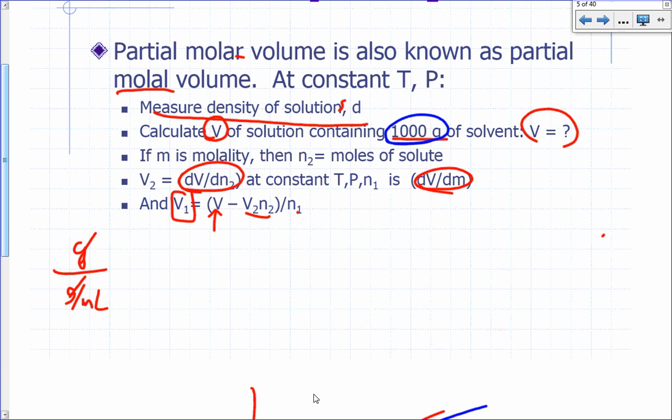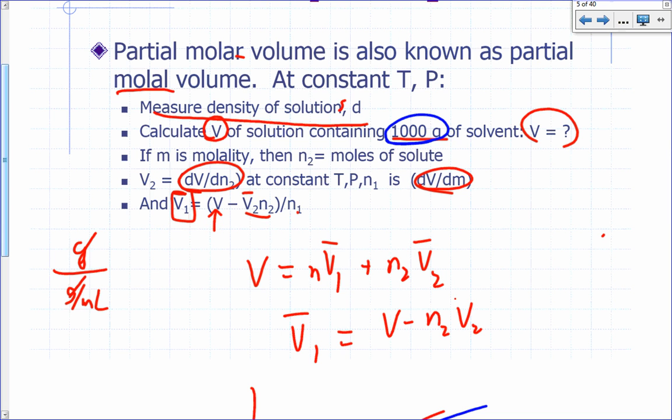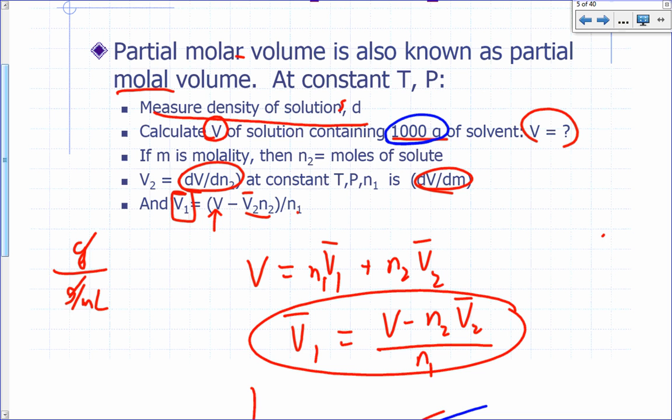Remember you said V is N1 V1 bar plus N2 V2 bar. Note that I'm not putting bars on here anymore; there should be bars there. And so I can say V1 bar is equal to V minus N2 V2 bar over N1. Okay, so that's how you'll do it.